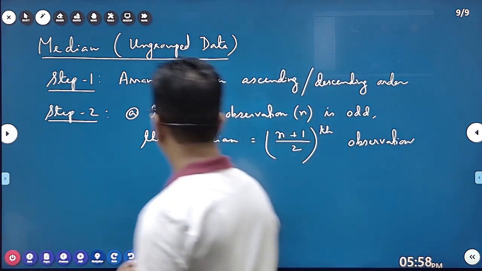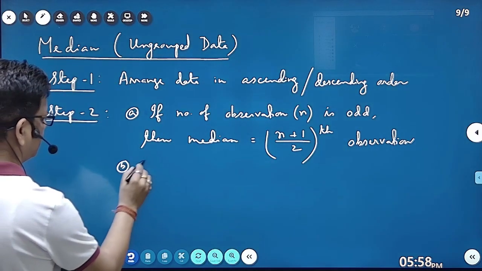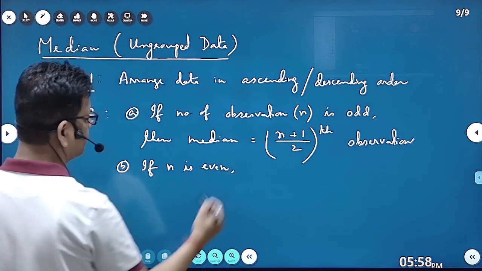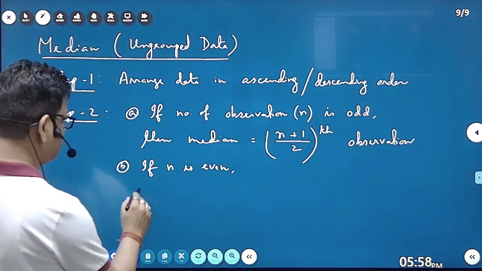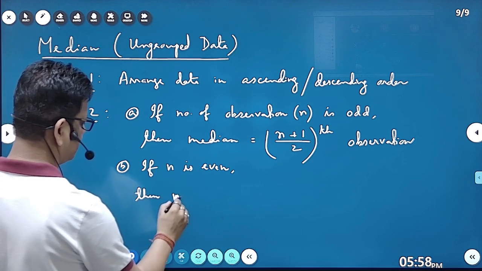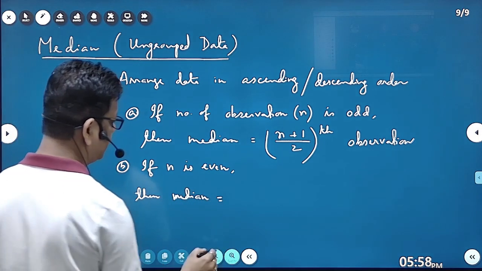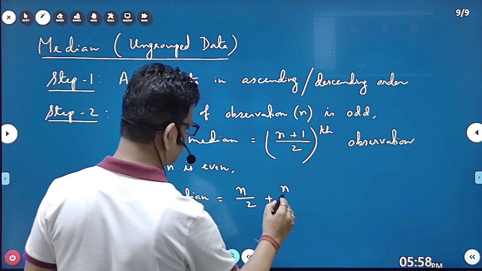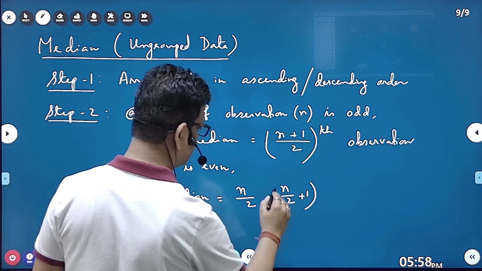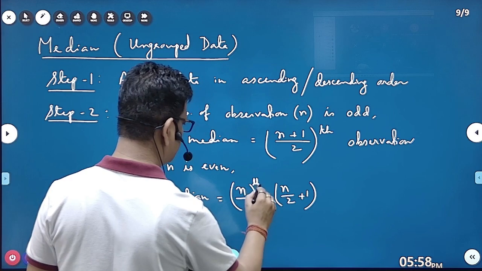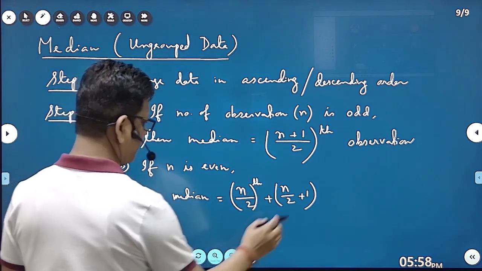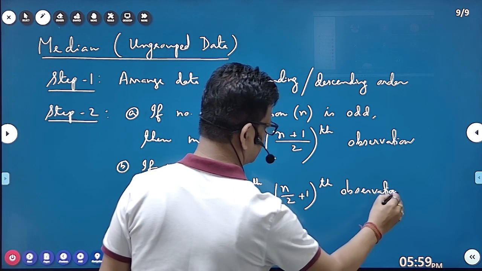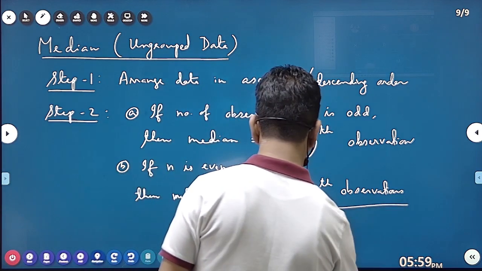Okay. Now case 2, if n is even, where n means the number of observations, then the median is slightly different. It equals the n by 2 observation plus the n by 2 plus 1 observation, and the whole is divided by 2.